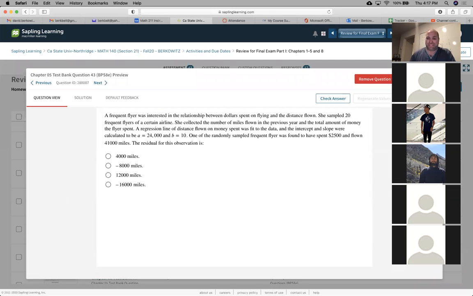Well, the residual is by definition observed minus predicted. So the residual is equal to 41,000 minus the predicted. So the only question is, what is the predicted? Well, what is the equation of my regression line? Since we have the slope and we have the y-intercept, if I put it in y equals mx plus b form, what do I get for the equation of the regression line? What is it equal to?